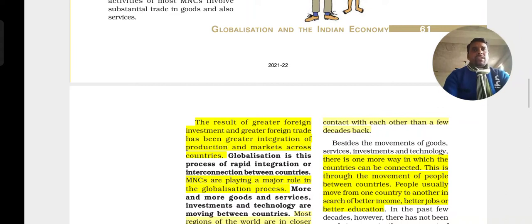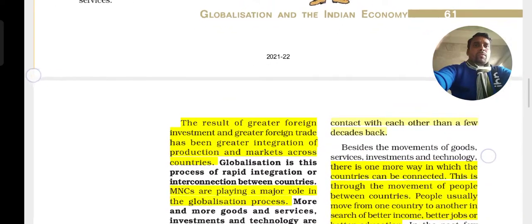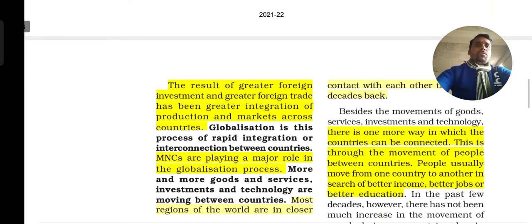So the result of greater foreign investment and greater foreign trade has been a greater integration of production and markets across countries. MNCs do foreign investment, and because of this, things are produced. After production, the goods are transported to different places, and through that foreign trade takes place. When foreign investment and foreign trade take place, it creates integration of production across countries. So marketplaces become available globally, all over the countries. That is what is known as globalization.